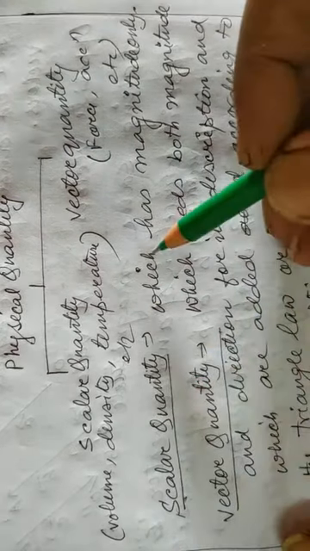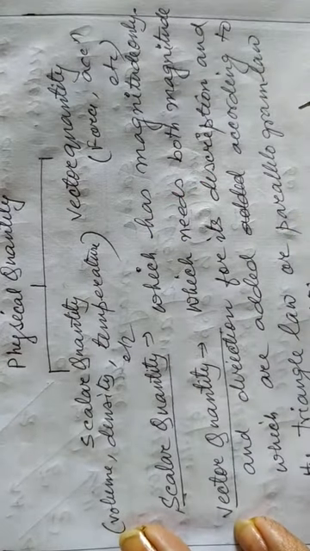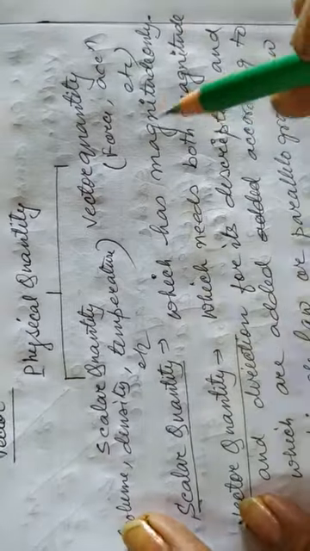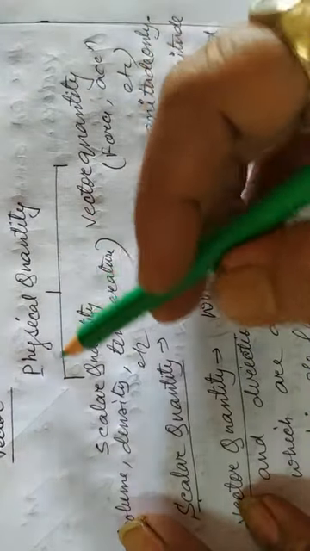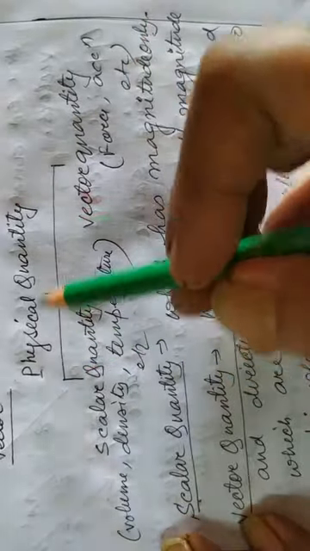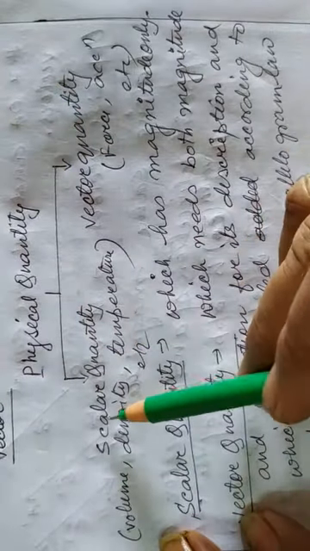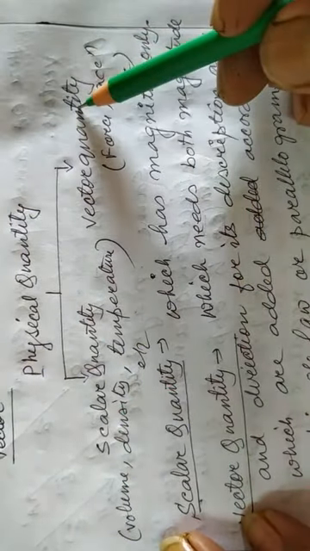So class 11, today we are discussing the chapter on vectors. As you know, physical quantities are of two types: one is scalar quantity, another is vector quantity.